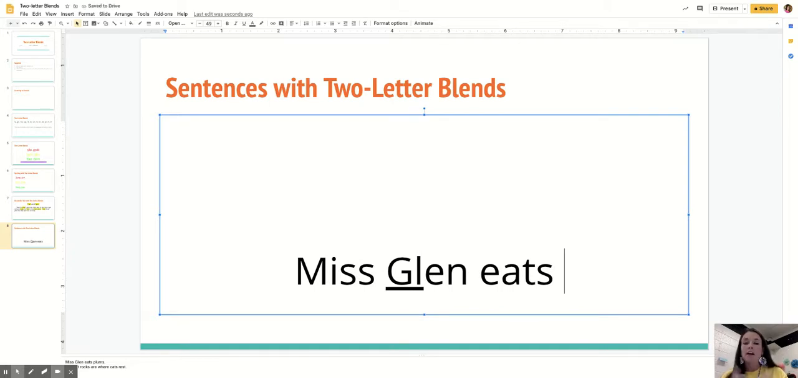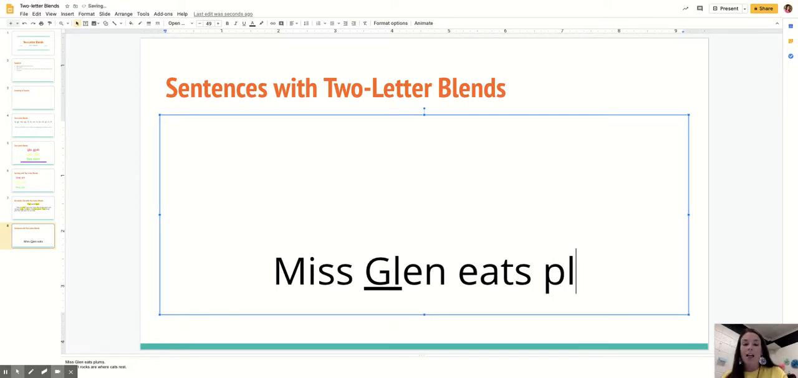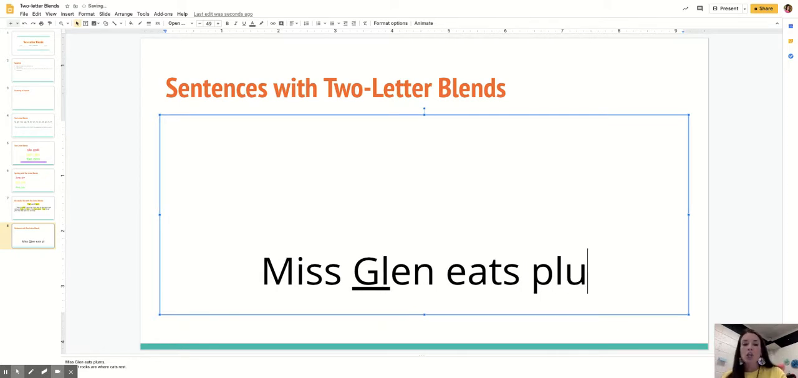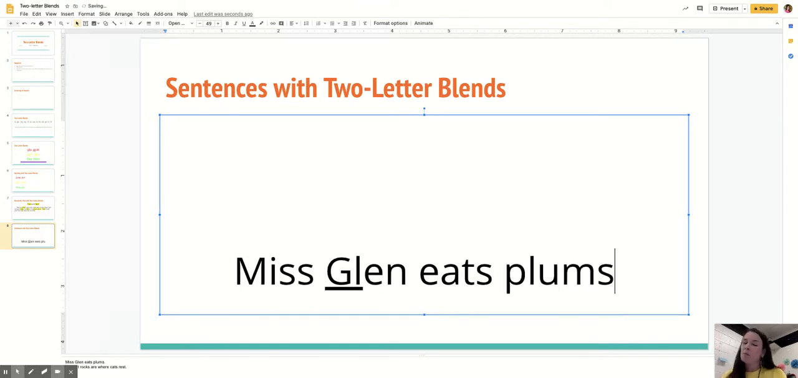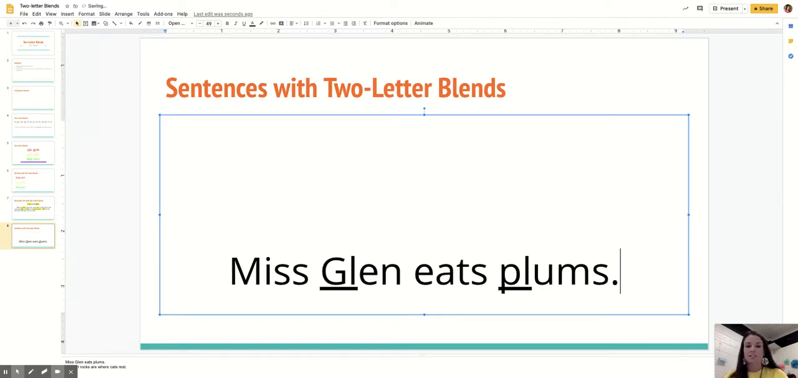Pool. That's a 2-letter blend. Pool. That's P-L. Pool. U, M. And that's plural because it's more than one. So Miss Glenn eats plums. I'm going to highlight the P-L. Underline the P-L. Miss Glenn eats plums. And because that is a statement, I'm just telling information, I put a period to stop the sentence.